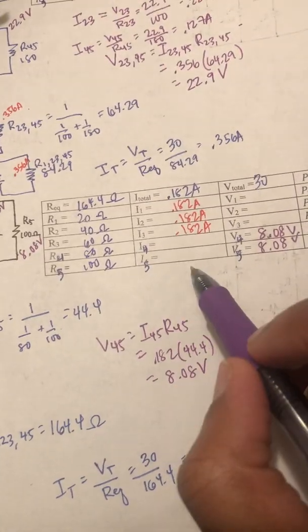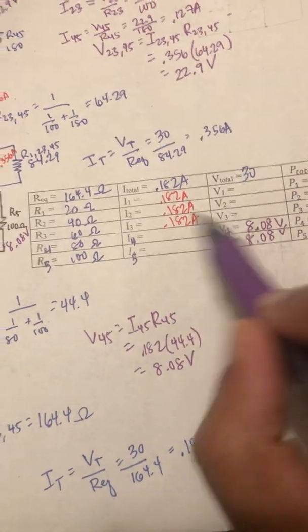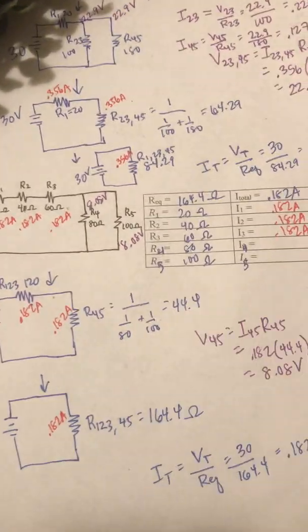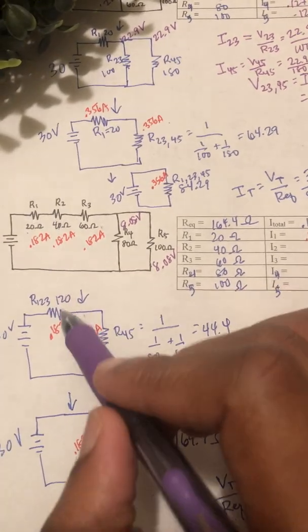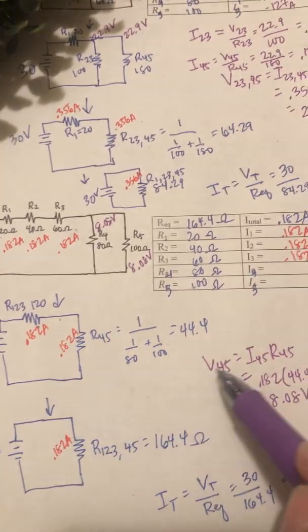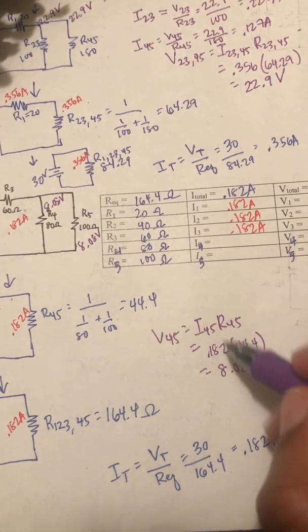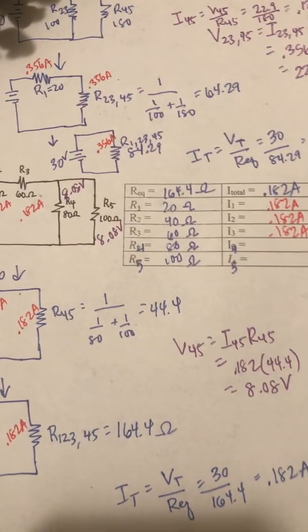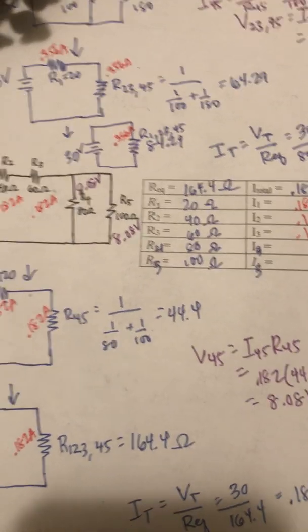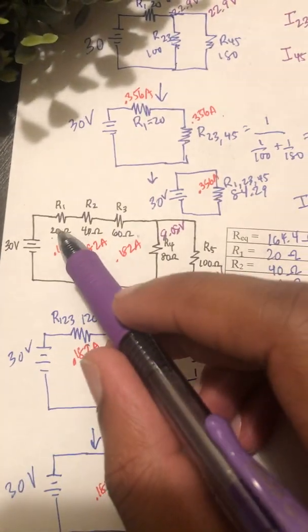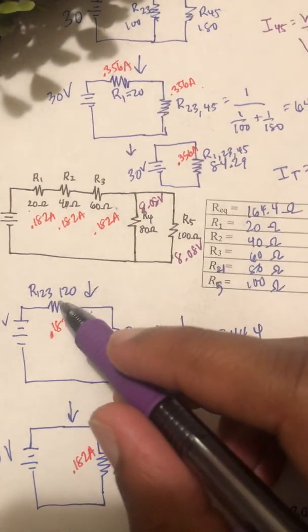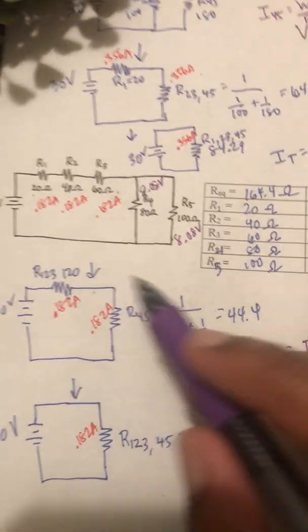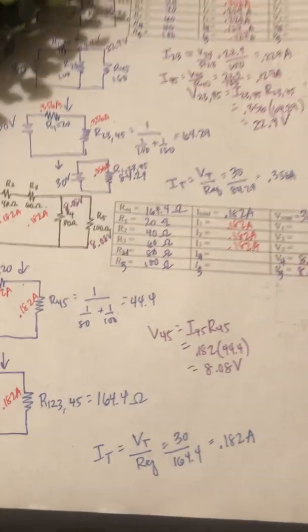And this is going to be I is equal to V over R. And I guarantee you that the voltages for 1, 2, and 3 are going to be, once I add all, so if I found the voltage right here, it's going to most likely be 30 minus 8.08, 21.92. So I know that V1 plus V2 plus V3 is going to have to add up to give me 21.92.